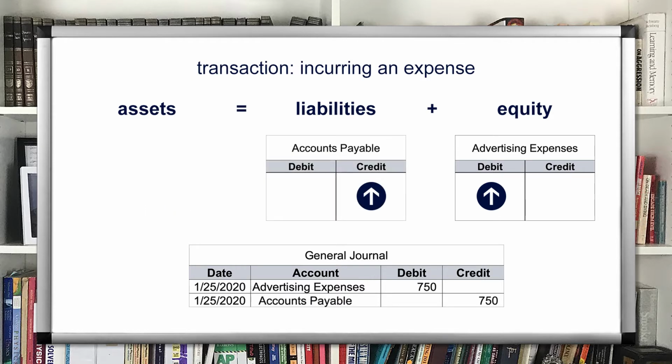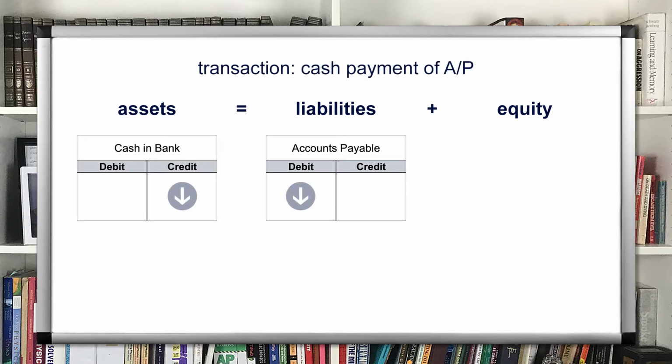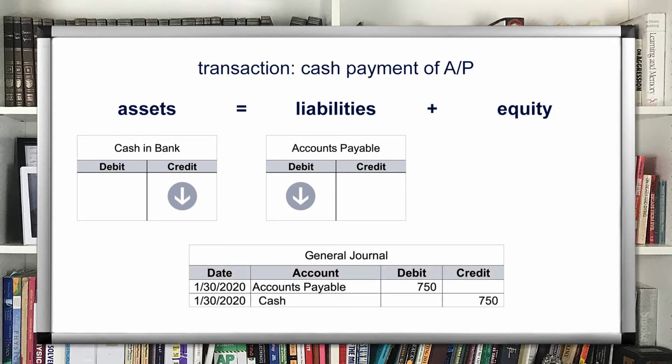An accounts payable is a liability the firm incurs in exchange for goods and services it receives. Unpaid invoices or debts for the incurred expenses are examples of accounts payable. This leads to our next transaction, making a cash payment to reduce an accounts payable. For these transactions, accounts payable receives a debit to decrease the balance, and cash receives the offsetting credit, decreasing its balance as well. Record the entries like this.